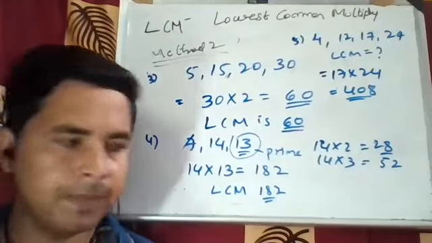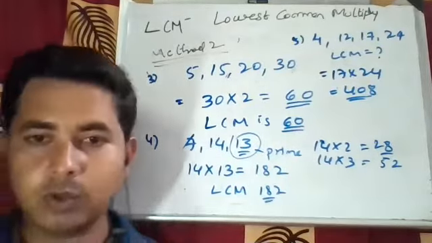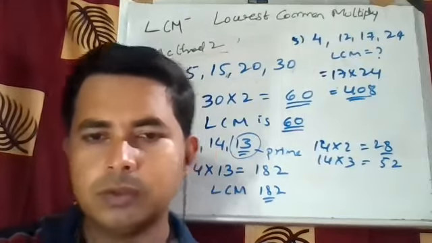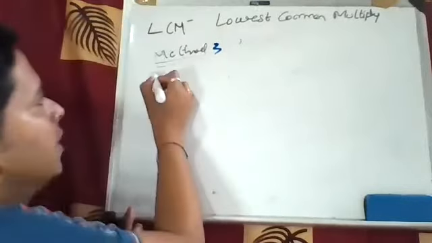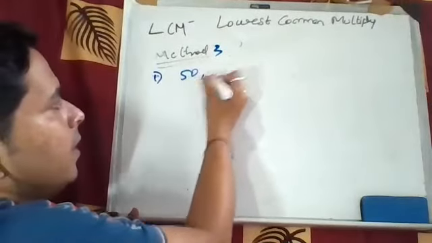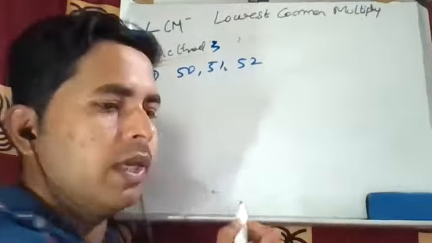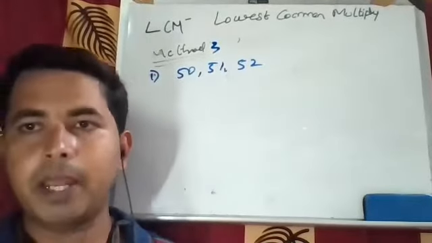Okay, so this is about one more method. This is the second method. So I'll tell one method last. Okay, so next method is to find a LCM. For example, I'll take 50, 51 and 52. Okay, so here just see, does it contain a prime number?